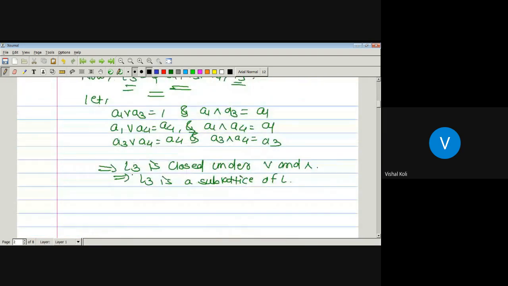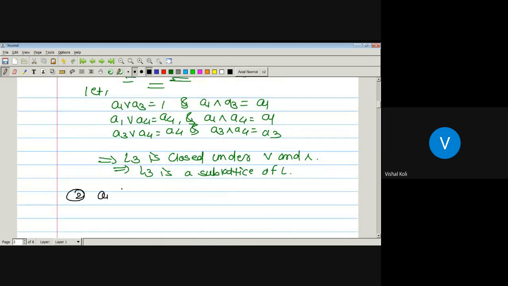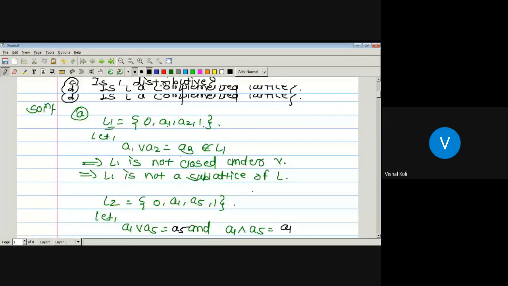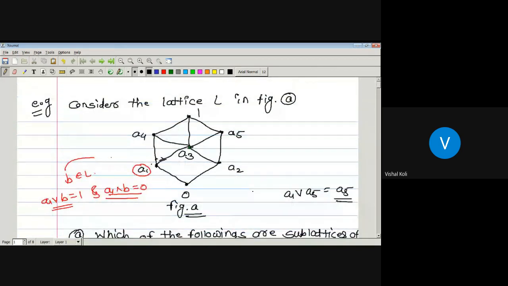Okay, which implies A1 has no complement. Check for A2. Here we have to find out one element B belonging to lattice L having join with A2 is 1 and meet with A2 is 0. There is only one element having meet with A2 is 0. That one is nothing but A1. But join of A1 and A2 is again A3, which is not equal to 1. So A2 has again no complement.